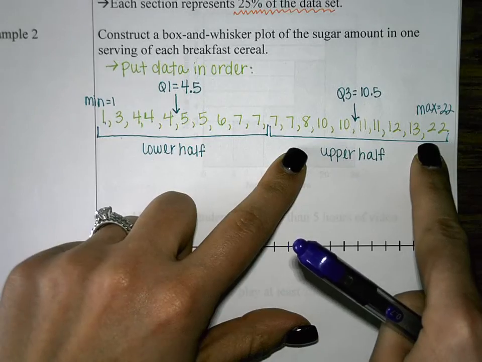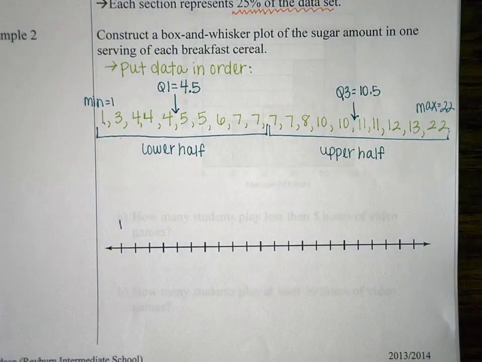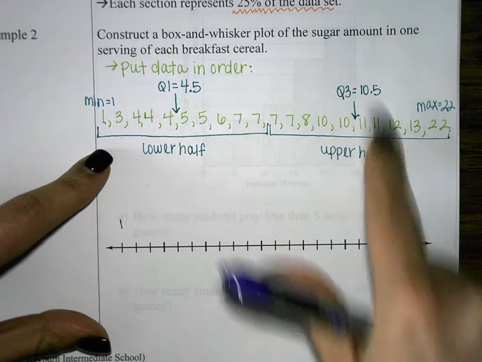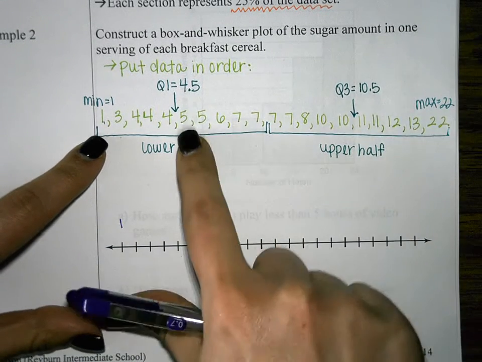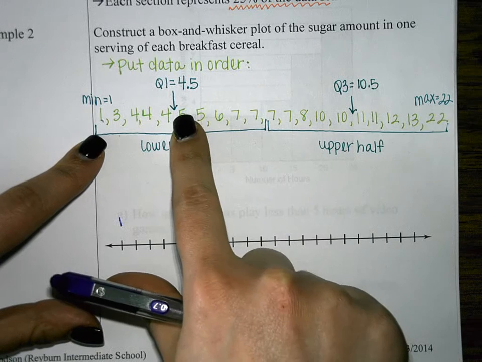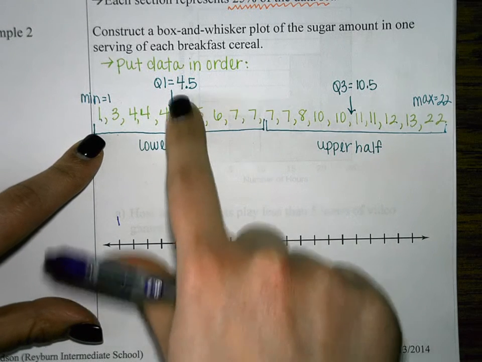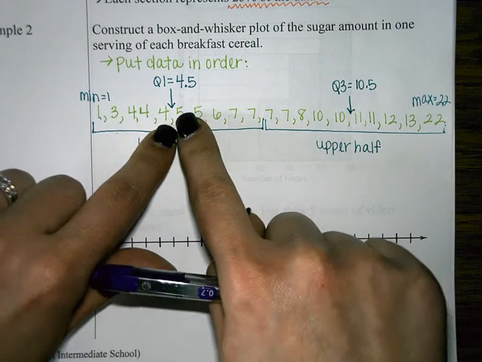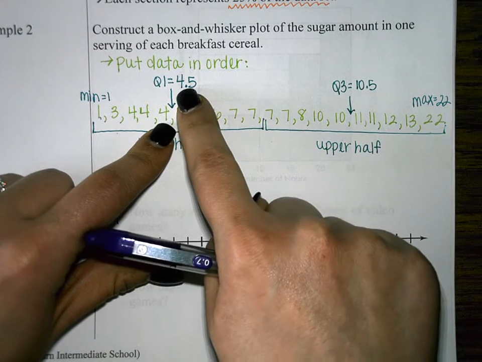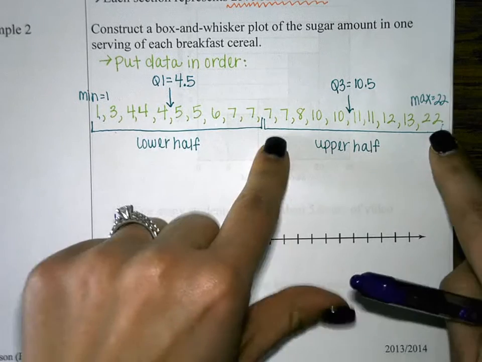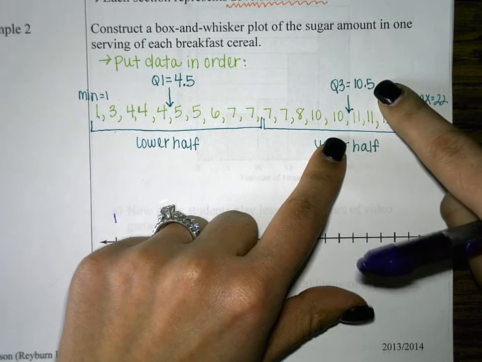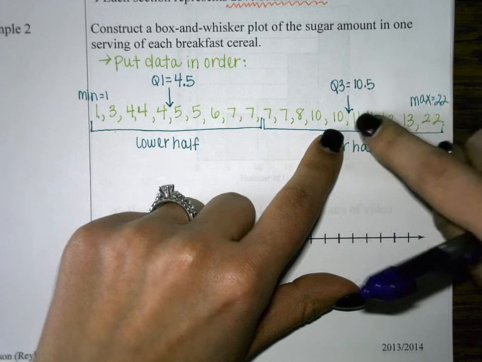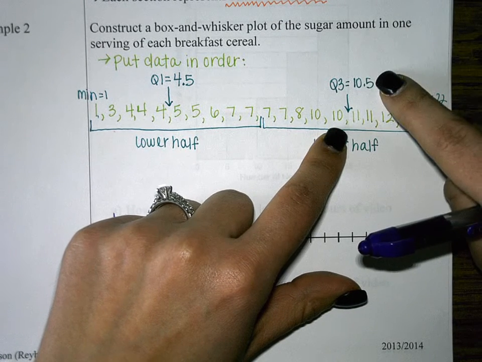But because box and whisker plots each represent 25% of the data, we needed to find the first quartile and the third quartile. So the first quartile is at the quarter mark, which is half of the lower half. So we found quartile 1. Because it fell between 4 and 5, our first quartile was 4.5. And then we did the same thing to find Q3, which is halfway into the upper half. So in this case, it was between 10 and 11, so it would be 10.5.